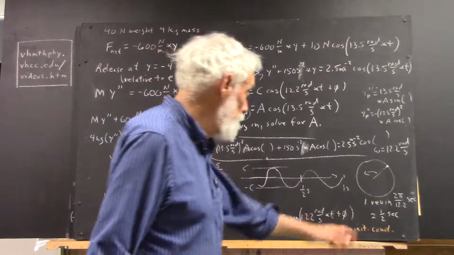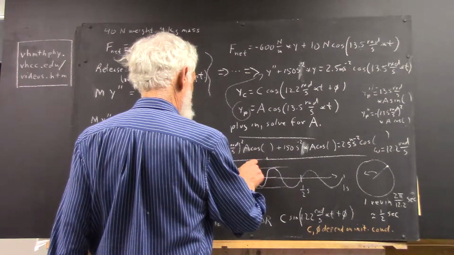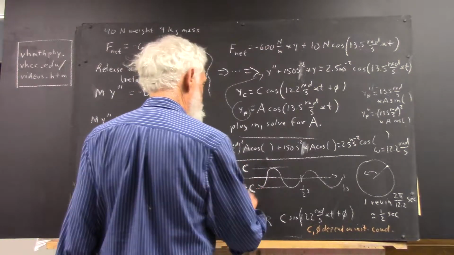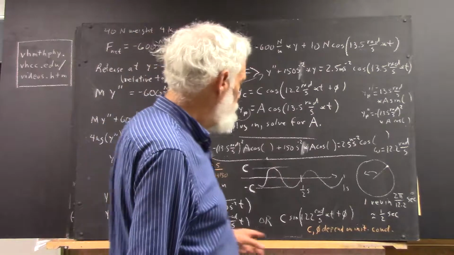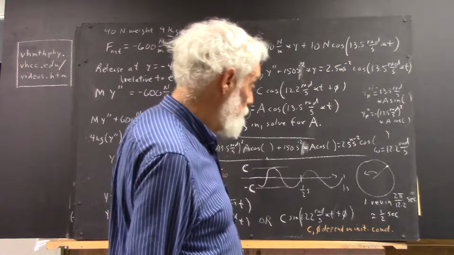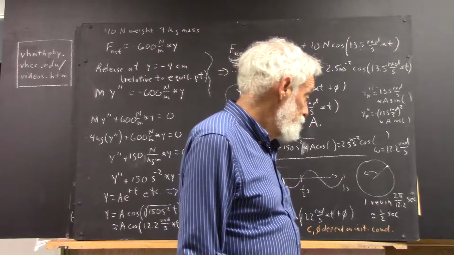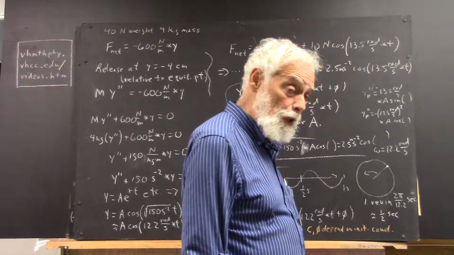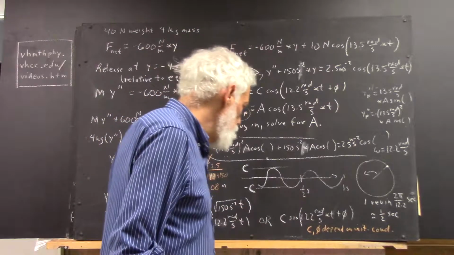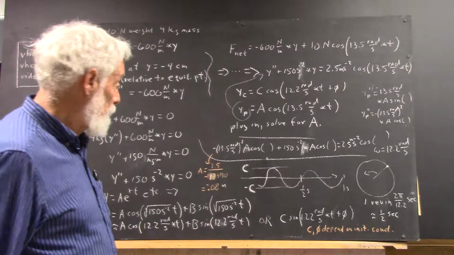So we get this solution, and the solution looks like this. Now this almost looks like an arrow here. This is c, and this is negative c. Also, 12.2 radians per second is how fast? Well, 2 pi over 12.2 seconds is about a half second. So it takes roughly a half second for this natural frequency of this oscillator to complete a cycle.